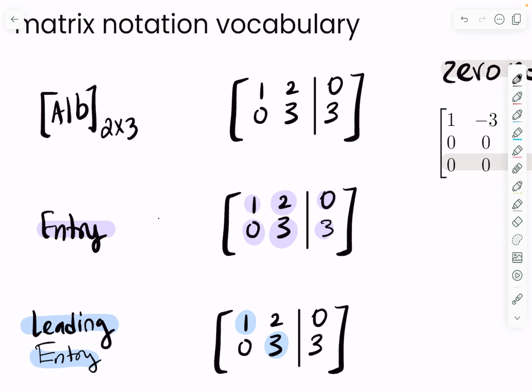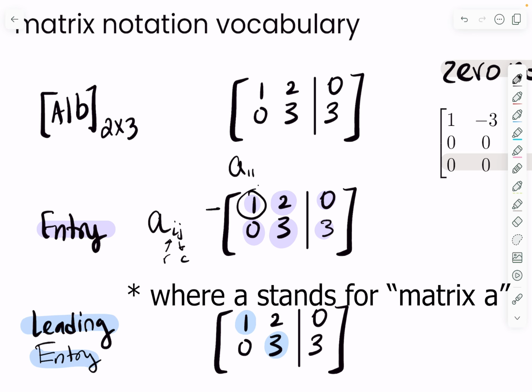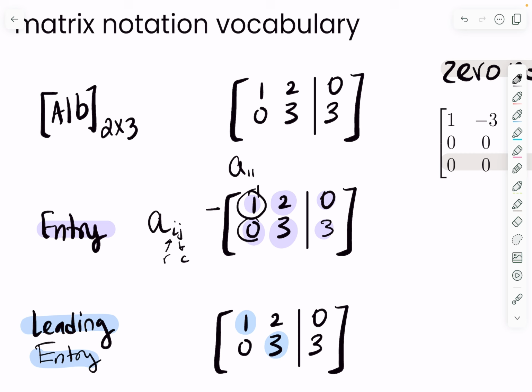Before we go, here's a little bit more notation because you might see this. One way to identify specific entries is by using a_ij, where i is the row number and j is the column number. For example, this entry is a_11 because it's the first row and first column. What if I want this entry? This entry is in the second row and the first column, so it's a_21. To represent this one, it's in the first row but the second column, so a_12.